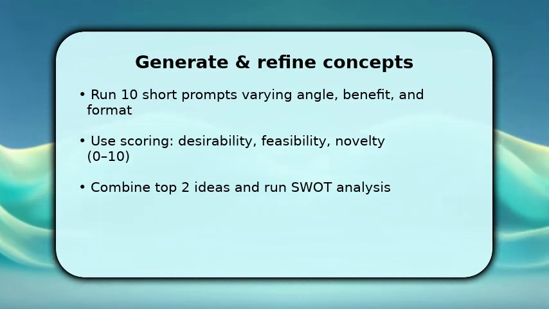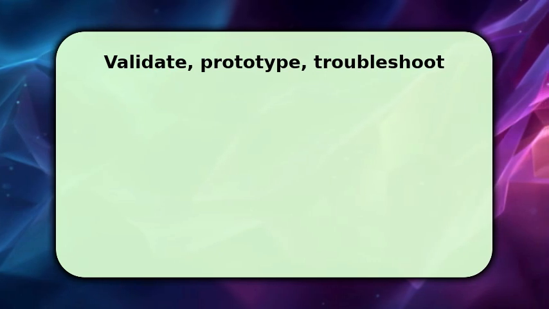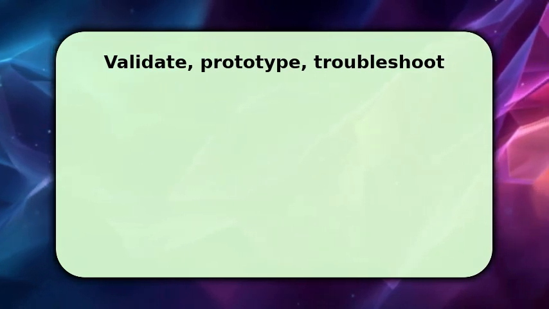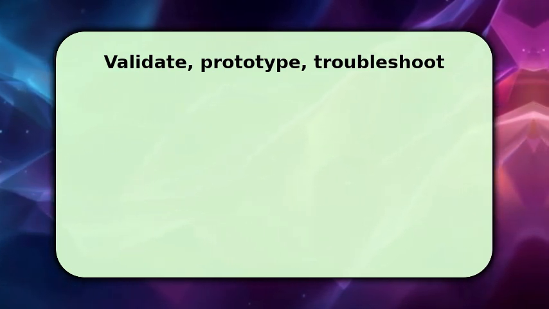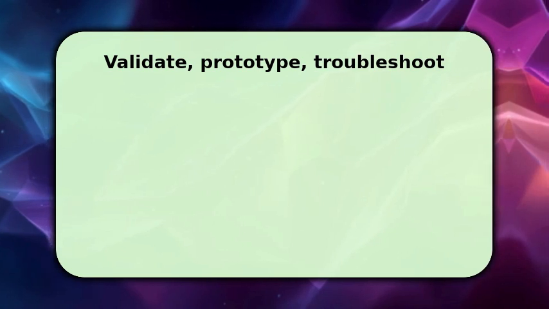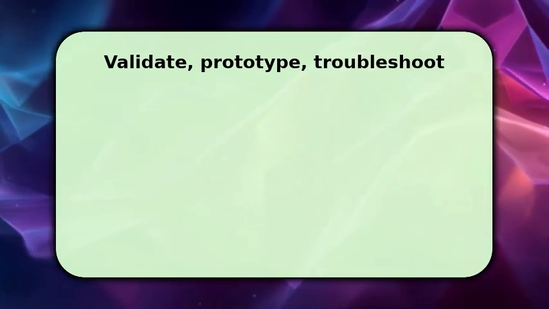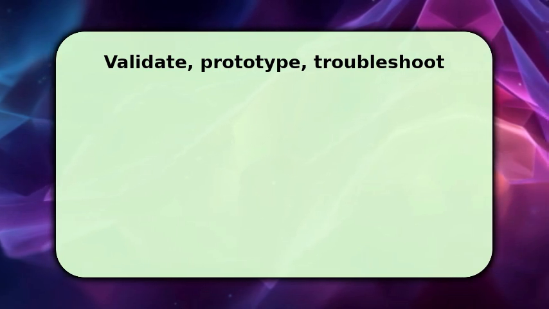You finish by validating fast. Build 3 micro-prototypes, landing page, ad, or basic demo, and test each with 5 real users or quick paid ads to collect signals. Measure clicks, signups, and qualitative feedback so you can prioritize iterations. These metrics tell you what to double down on.